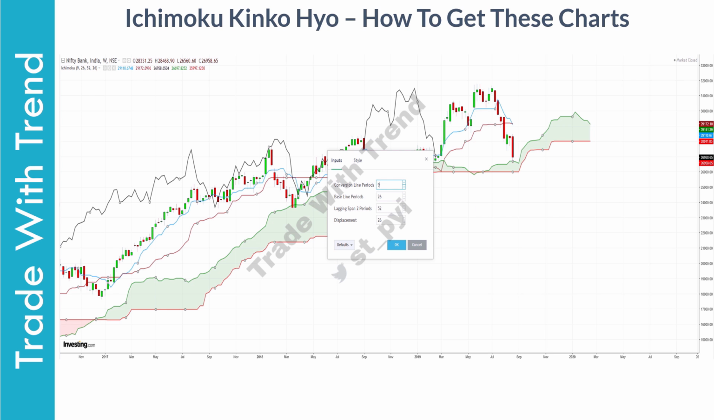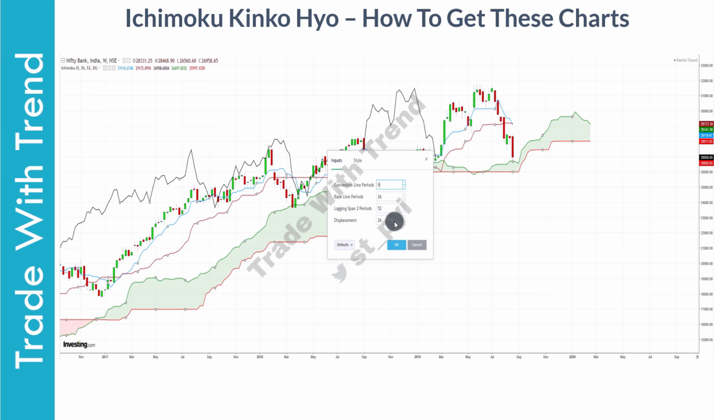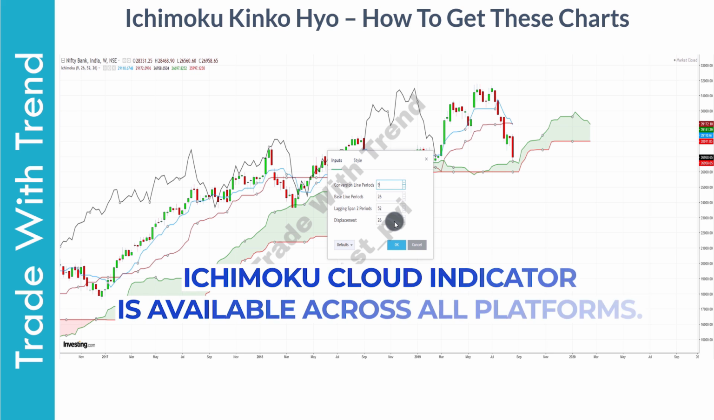In investing.com, once you plot the Ichimoku indicator, you will get the input and the style column that I've marked here. In the input column, you will have 4 parameters: 9, 26, 52, and 26. These are the default parameters for Ichimoku Cloud, and I would advise against changing these into some other value. In my own research, these standard parameters still work very well in the market.